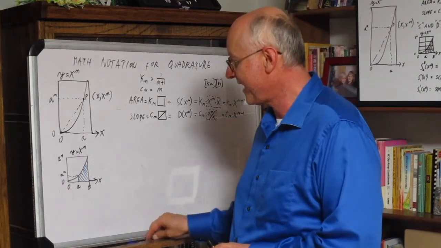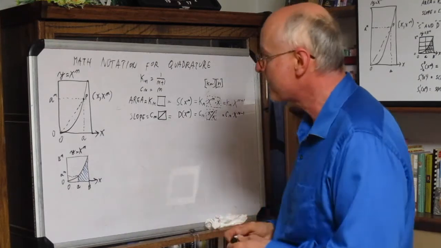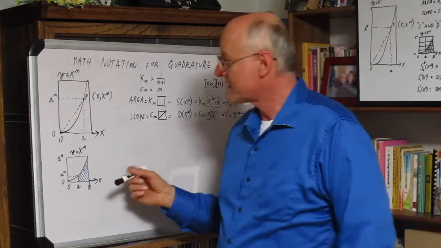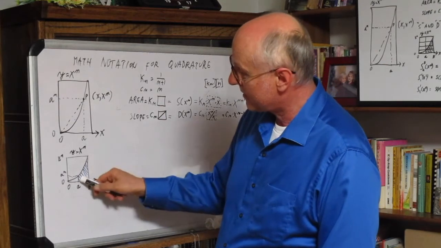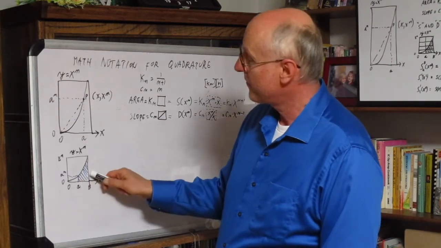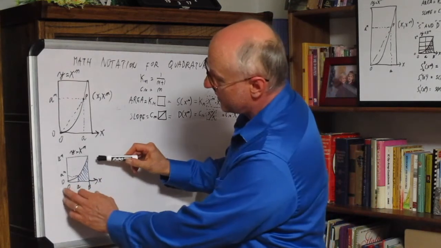Well, fortunately, there's this property called additivity with area. And that is that this area here, this wedge, is really the area from 0 to B.